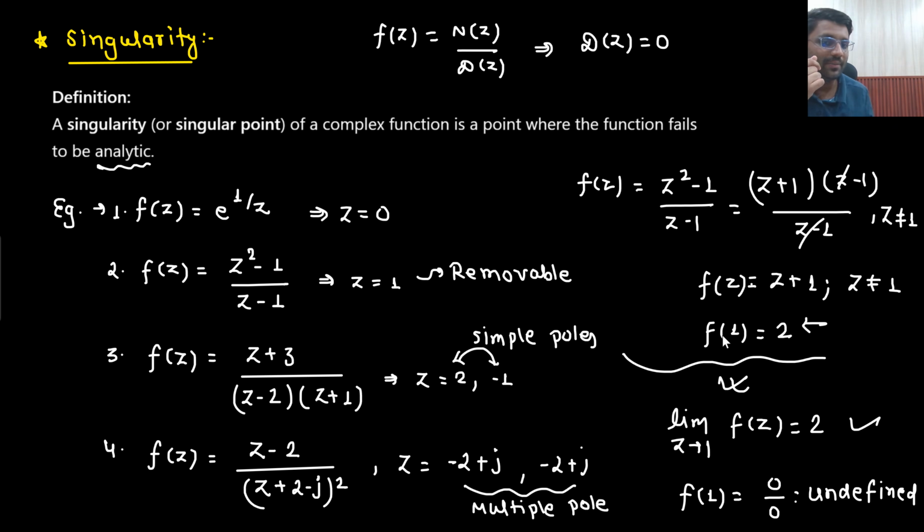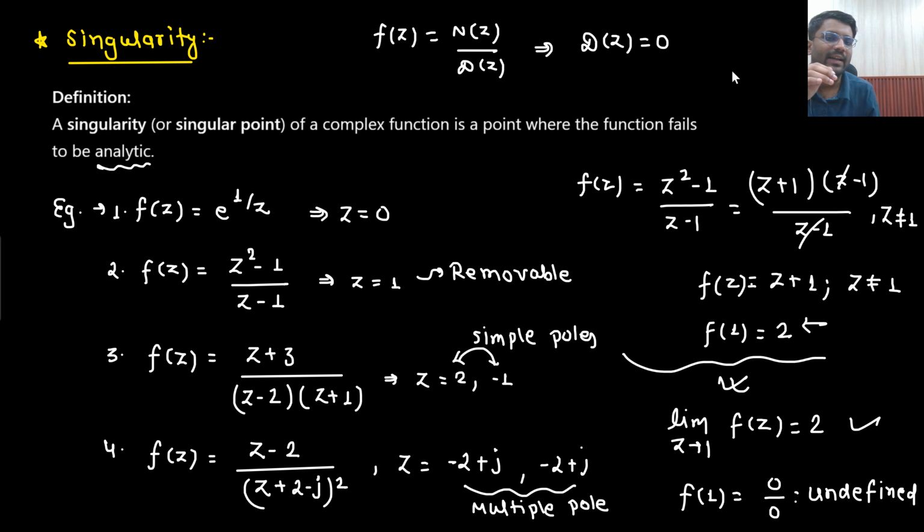Right? Because if you find the limit, it is finite and it exists. Although at z equals 1 there is a problem. That's why it is a singularity. If at z equals 1 there was no problem, then it would not be known as a singularity. So at z equals 1 there is a problem, that's why it is a singularity. But it is a removable kind of singularity because, sir, the limit exists.